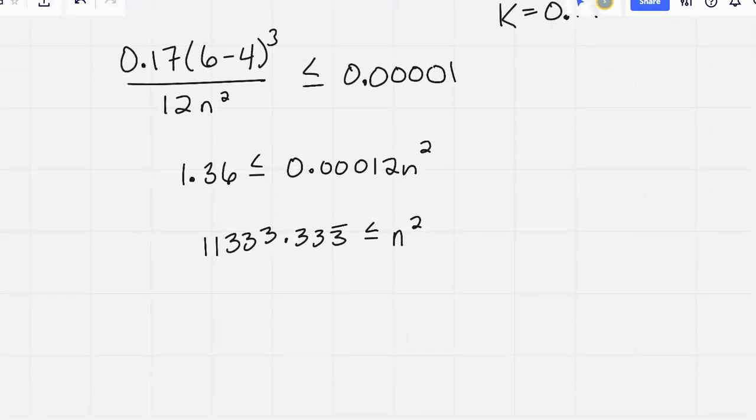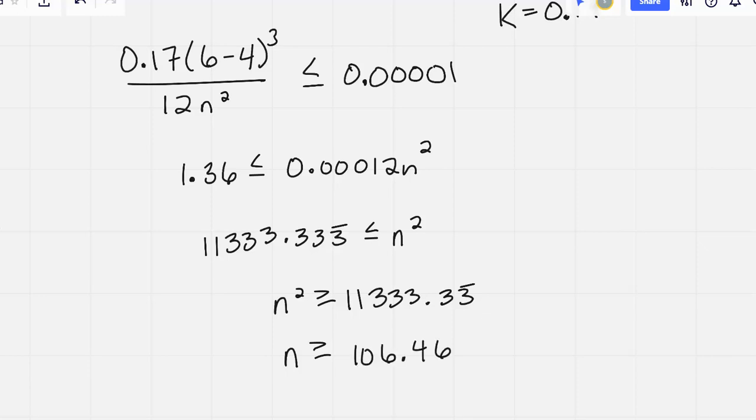Now I'm going to switch this over. So n squared has to be greater than or equal to 11,333.33 repeating decimal. Then take the square root of both sides. I get n has to be greater than 106.46. And n has to be a whole number, so it just has to be a whole number bigger than 106. And so, okay, I got it. That's a lot of n's. Could you imagine doing all that by hand? It's tons.